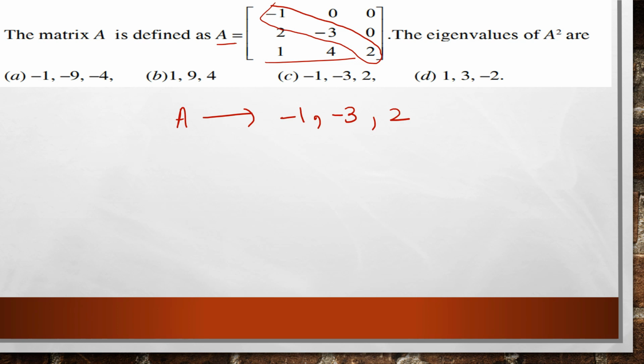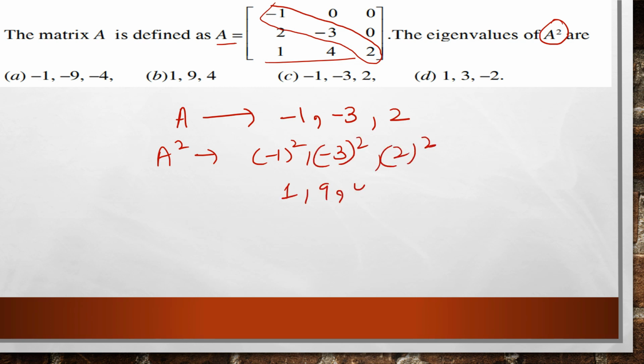So what will be the eigenvalues of A square? As I told you, A power m has the eigenvalues lambda 1 power m, lambda 2 power m, lambda 3 power m, right? Here m is 2. So A square will have eigenvalues (-1) square, (-3) square and 2 square, that is 1, 9 and 4. So B is the correct option. Fine. Now let's move to the next one.